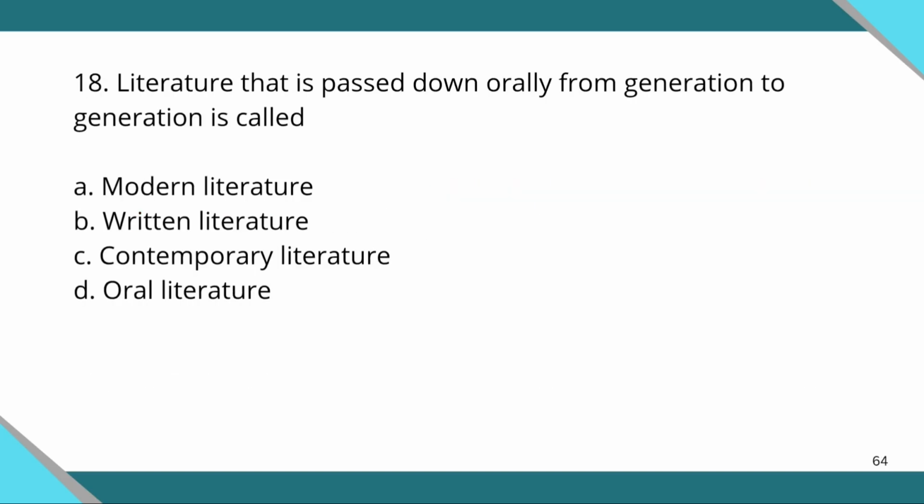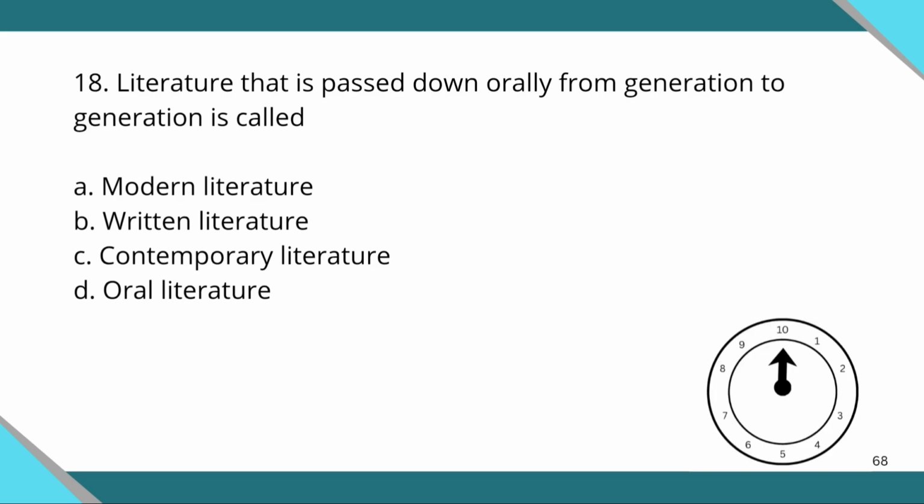Question number 18. Literature that is passed down orally from generation to generation is called letter A, Modern literature. Letter B, Written literature. Letter C, Contemporary literature. Letter D, Oral literature.